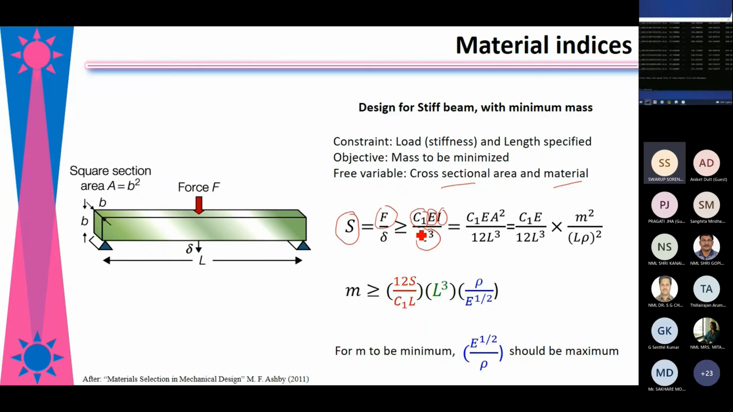It depends upon how the load is distributed on the material. And once we do all these things, then we end up with the expression for mass, which should be equal to or more than this. Here, length is fixed, S is fixed. These are the constraints, so again, functional constraints. These are the geometrical constraints. This is the material constraint. So the inverse of this has to be maximized.